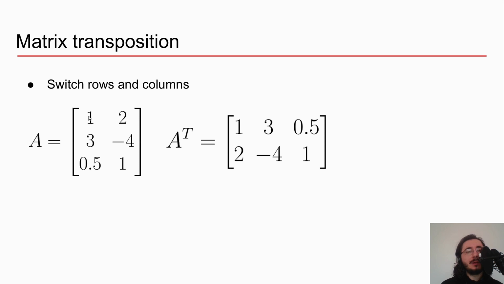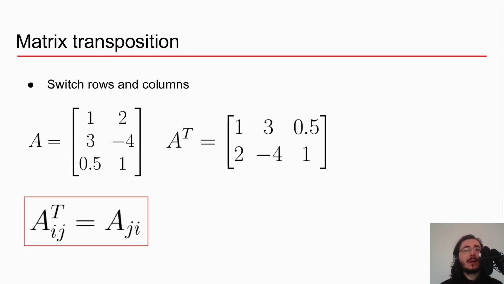Here we had in the first column 1, 3, 0.5, and here the 1, 3, 0.5 has become the first row. So we've basically switched rows and columns. And a simple way of notating this in a very condensed manner is this down here. The transpose matrix A of ij is basically A of ji. So we've inverted the two indexes for the columns and the rows down here.